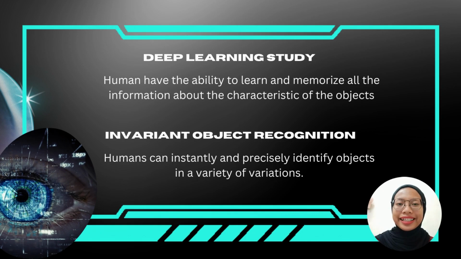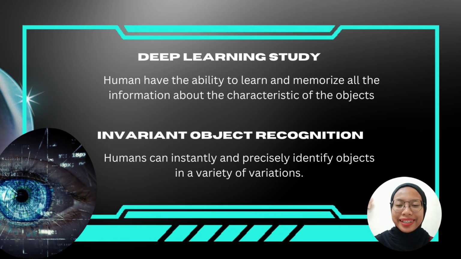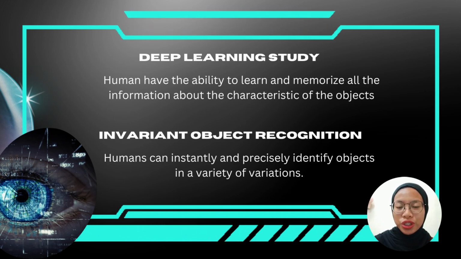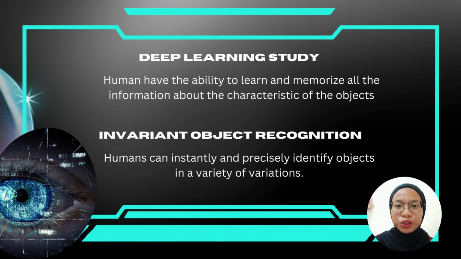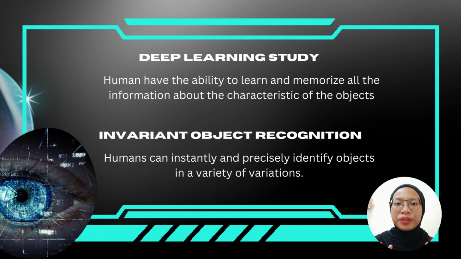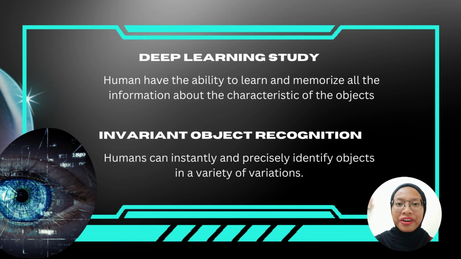Besides, deep learning is one of the factors that make humans better at discriminating images. Naturally, humans can learn and memorize their surroundings, like colors, patterns, and shapes of certain objects, and store them deep in the brain until they come across the image again. Lastly, invariant object recognition. Humans instantly and precisely identify objects in a variety of variations, whereas machines have difficulty recognizing a 3D image from a single 2D image.